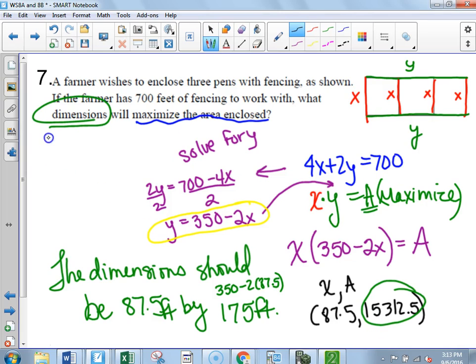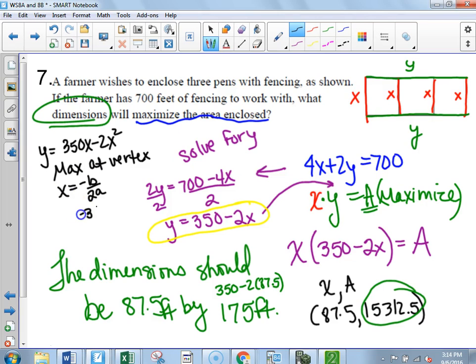I wanted to talk about real quick, when we had the area equals and we put 350x minus 2x squared, how could we have found the maximum? The maximum is really where? At the vertex? And how do we find the vertex? We have a recipe. Negative b over 2a, right? So b would have been 350, over 2 times a. Do that for me. Negative 350 divided by negative 4. Got exactly 87.5 this time, right? So algebraically would have given us that, and then we would have still had to plug it back in to find the rest. All right, so that was algebraically.